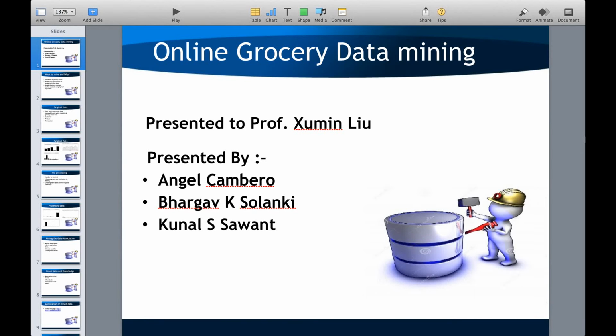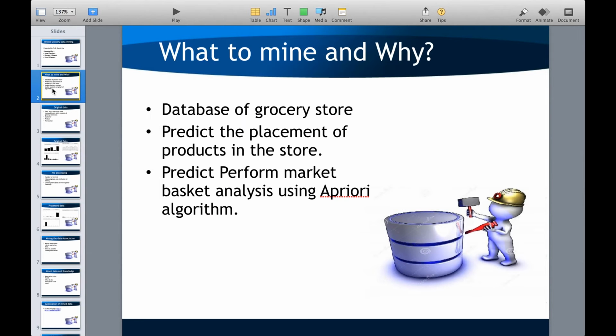Group number 8 presentation for the data mining project for the subject Big Data. I'm Angel and my team members are Kunal and Bhargav. We are presenting our project on data mining for online grocery shopping. We chose this project because nowadays e-commerce has become a part of everyday life.